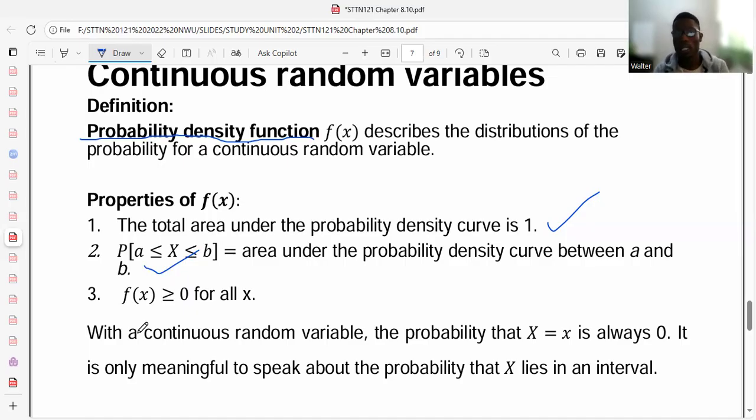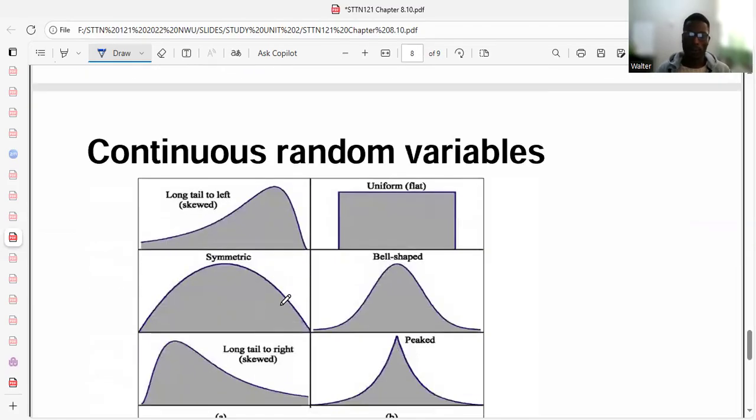It has to be greater or equal to 0, 0.35, 0.3 something, 0.1 something, 0.3, 0.7, and so on. So on this one, these are the properties, because they can tell you to write the properties of the probability density function under the continuous random variables. These are the properties.